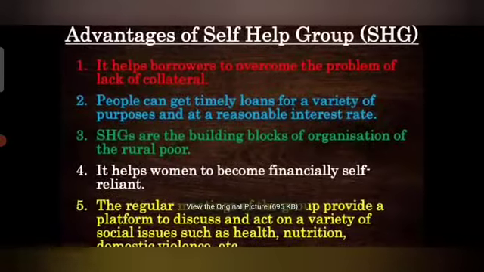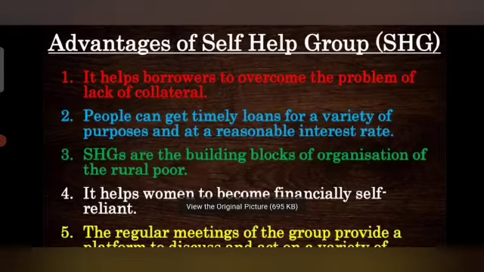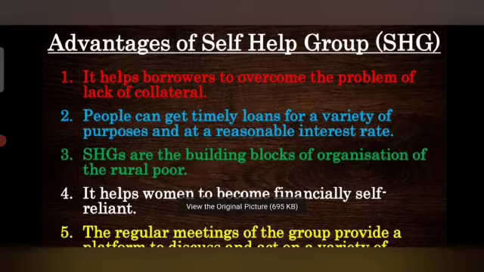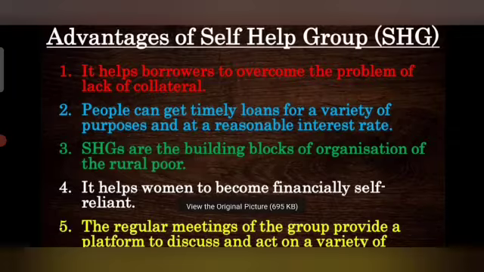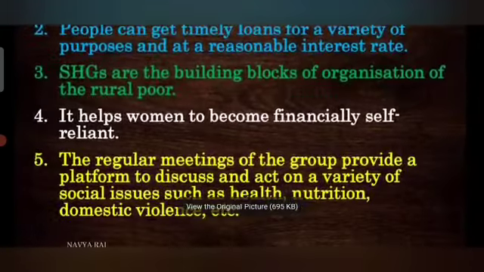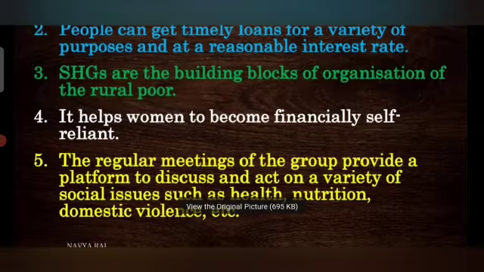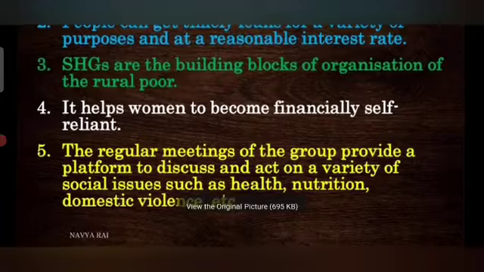What are the advantages? It helps borrowers overcome the problem of lack of collateral. People can get timely loans for a variety of purposes at a reasonable interest rate. SHGs are building blocks of the organization of the rural poor. It helps women to become financially self-reliant. Regular meetings of the group provide a platform to discuss and act on a variety of social issues such as health, nutrition, domestic violence, etc.